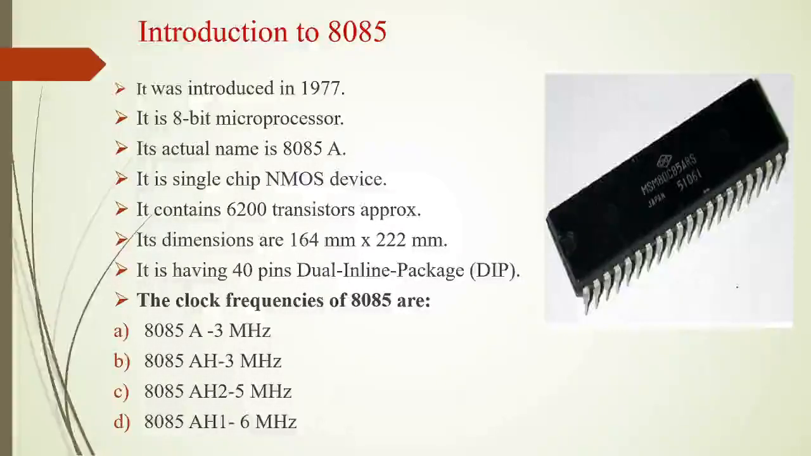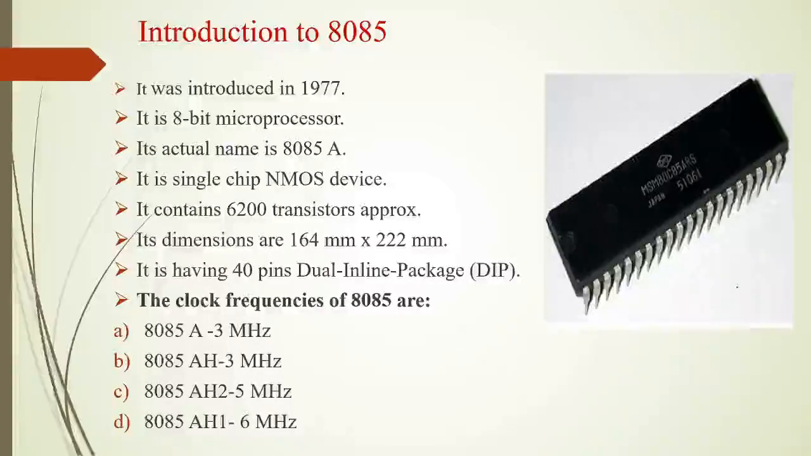Now what do you mean by dual inline package? Suppose your IC has 60 pins, then 30 pins will be on the left side and 30 pins will be on the right side, with the same pins on the left and the same pins on the right. In our case, that is in 8085, you have 40 pins. It means that 20 pins will be on the left side and 20 pins on the right side. If you look at the 8085 chip, you will find a notch on the top side, and from that notch the pins will start.